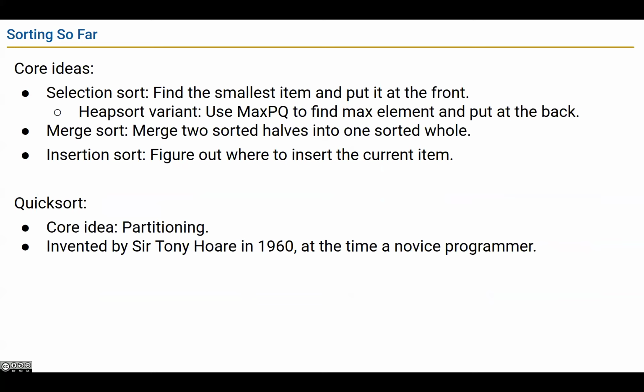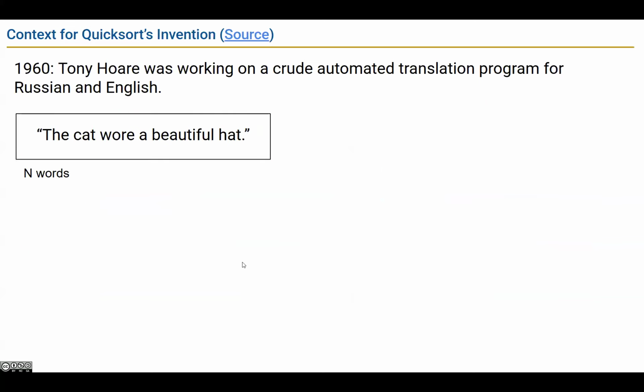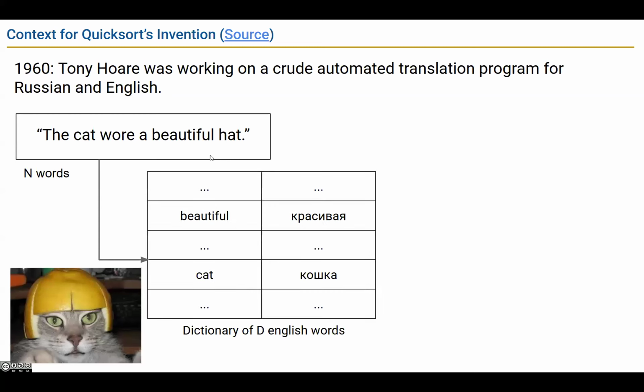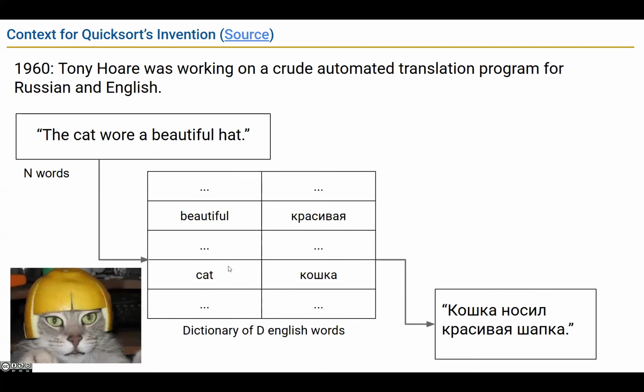Quicksort's main idea is partitioning. This was invented by Sir Tony Hoare back when he was a novice programmer. He was working on a crude automated translation project. The idea was you needed to look into a dictionary of English words, find the word, and swap it back and forth. In a modern system, this would be Theta(1) time to look for each item because you just store everything in a hash map.